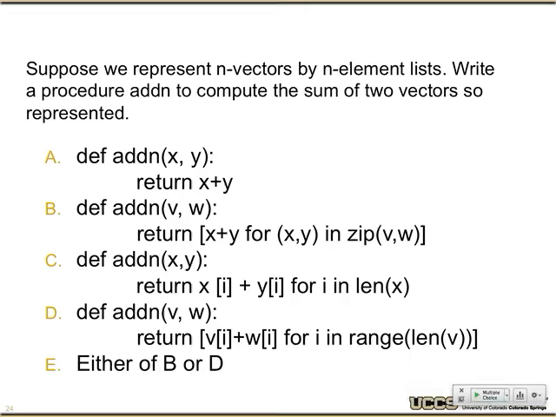Okay, so the correct answer to this was E, either B or D. There's this function called zip that takes two lists and returns pairs of them. So the syntax here is: add X and Y for the tuple X and Y from the zip. This is not a particularly efficient way of doing it. It takes the two lists, makes them into a bunch of tuples, and then you pull them back out and add them. The more efficient way is D, where you index for I in this range, you index into each of them and add them up. But you'll see people using the zip function, so I wanted you to see that.